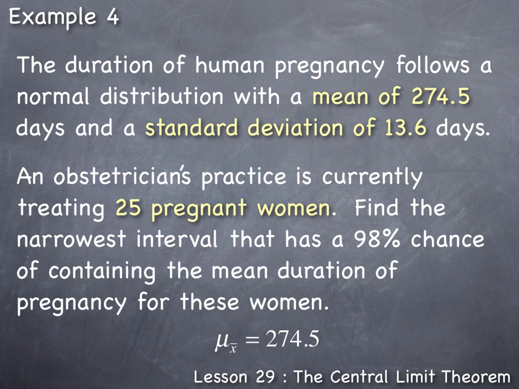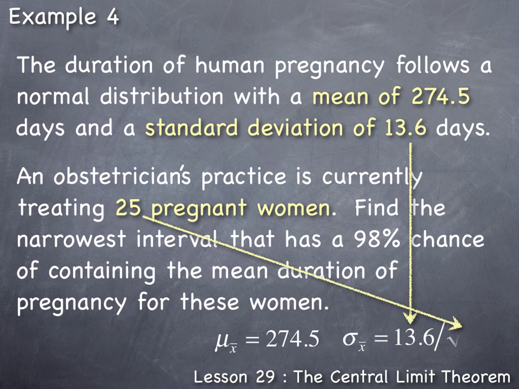Also, sigma sub x bar, the standard deviation of the sample mean, is equal to the standard deviation of the population from which it was sampled, divided by the square root of n, the sample size. So in this case, the standard deviation is 13.6, and n, the sample size, is the 25 pregnant women. So sigma sub x bar equals 13.6 divided by the square root of 25.